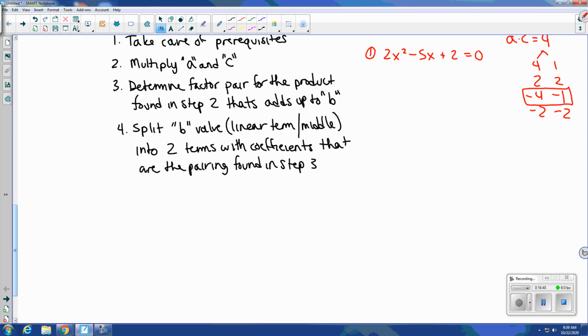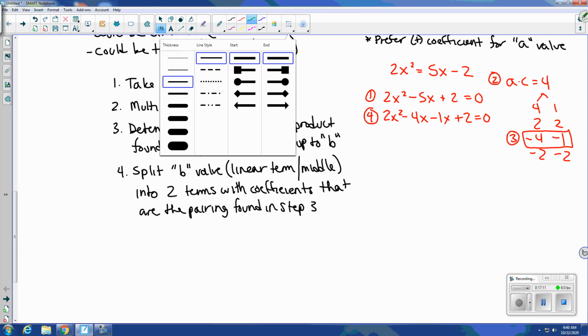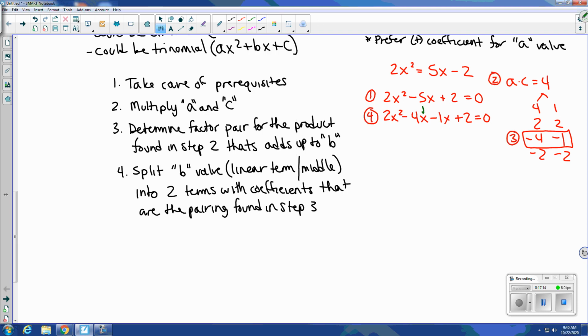So what does that look like? First off, the A times C was step 2. The selection of the pairing was step 3. So now we're on to step 4, which requires us to split the middle term. Don't forget to add on these x's to the middle. So don't just break it up into -4 and -1. If you want to highlight that we're splitting that middle term, keep that x variable with the split, and notice that the coefficients are the pairing that we found in step 3. Now, it doesn't matter which one you do first. So I could have done -1 or -2. So the order doesn't matter. So I'll even add that in here.